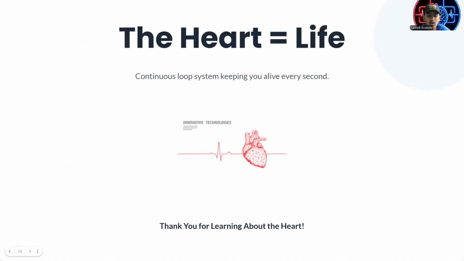So in summary, the heart is a non-stop double pump that keeps blood flowing in a continuous loop to keep us alive.